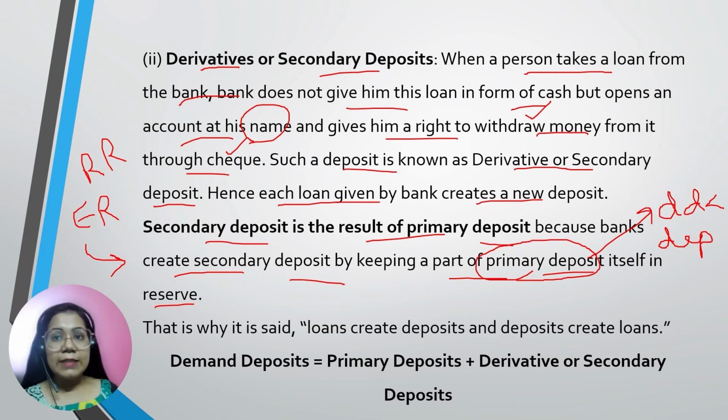That is why, according to economist Ham, creation of secondary deposit is credit creation. The larger the amount that a bank advances, the greater is the creation of secondary deposits or loans created. That is why it is said loans create deposits and deposits create loans. So we can write the demand deposits as equal to primary deposits plus derivative or secondary deposits. So this is all about the concept of deposits.